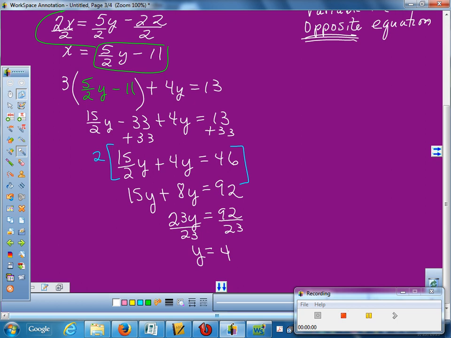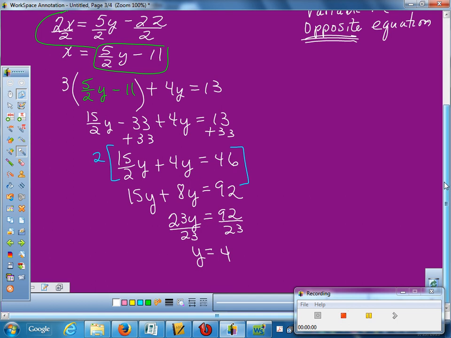Are you done? We're finding where 2 lines intersect. So what's our answer have to be? It's a coordinate. We're looking for a coordinate where they cross each other. Do we have a coordinate? Yeah. We have y equals 4. I need x.